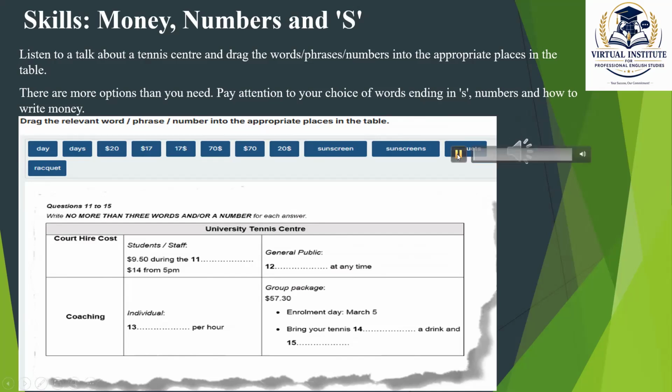Well, I'm sure you're all keen to start playing as soon as possible. So let me give you some information about how much it costs. First, if you and a friend would like to play a game, you'll need to hire a court. During the day, court hire costs $9.50 an hour for university students and staff.